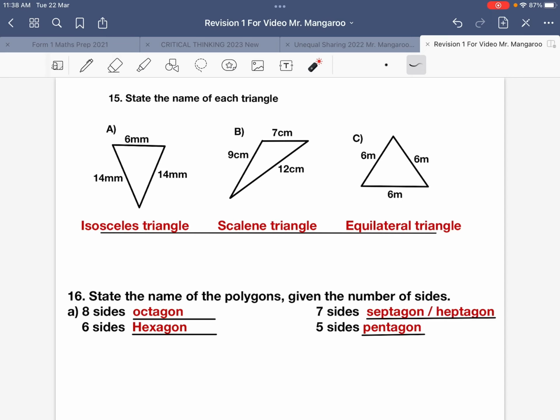State the name of the polygons given the number of sides. So 8 sides, octagon; 6 sides, hexagon; 7 sides, septagon or heptagon; and 5 sides, pentagon.